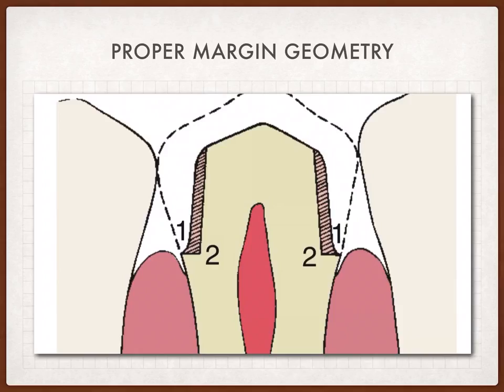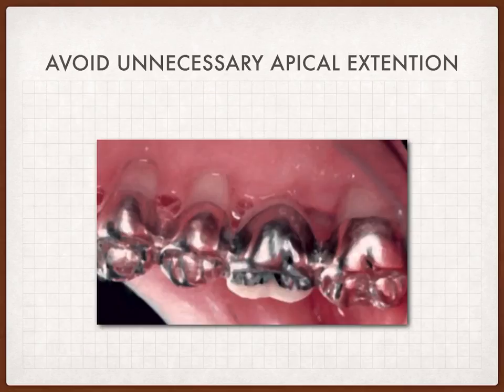For example, here in this picture we can see that number 2 is a shoulder finishing line or margin geometry that is not very conservative to the tooth structure, but number 1 is a chamfer finishing line or margin design that is conservative to the tooth structure. And by always avoiding unnecessary apical extension and making the preparation supragingivally.